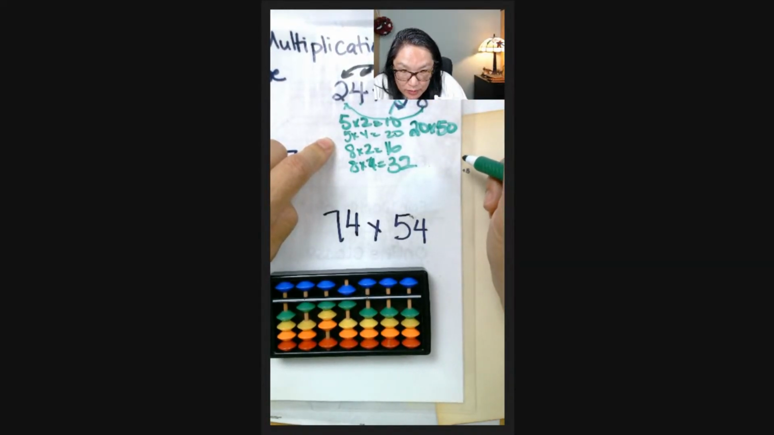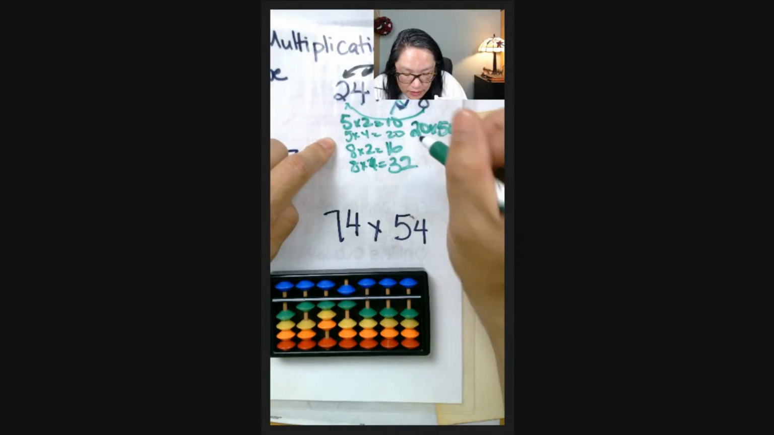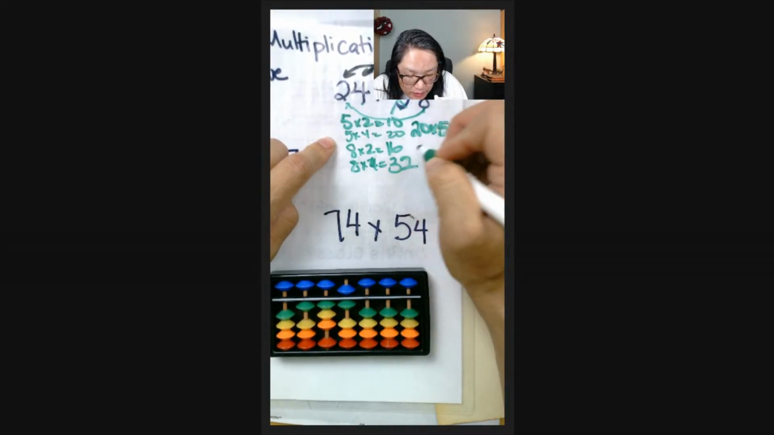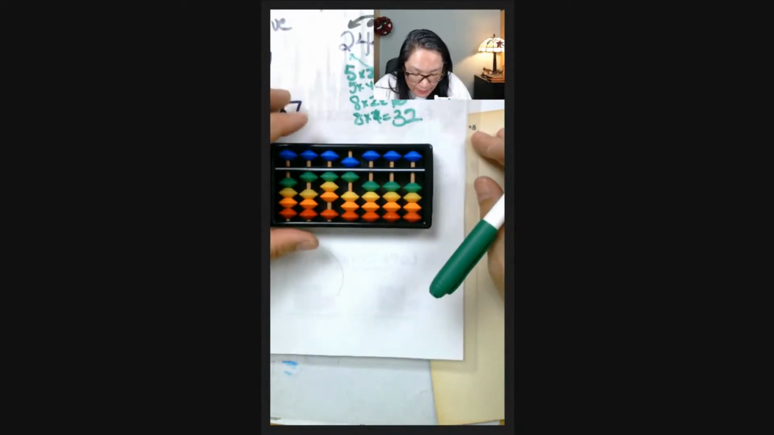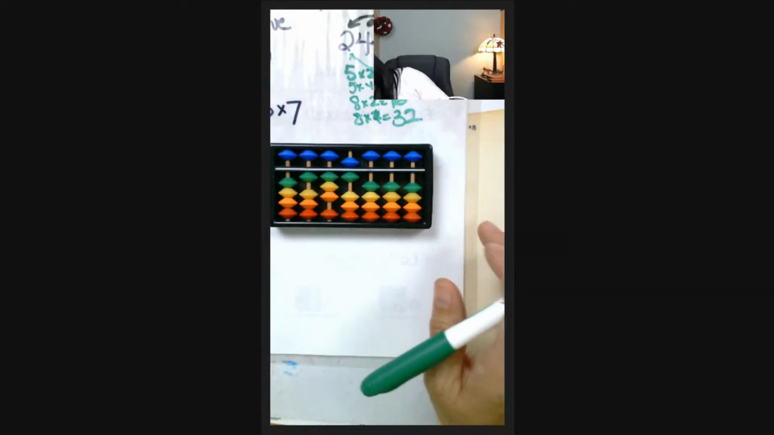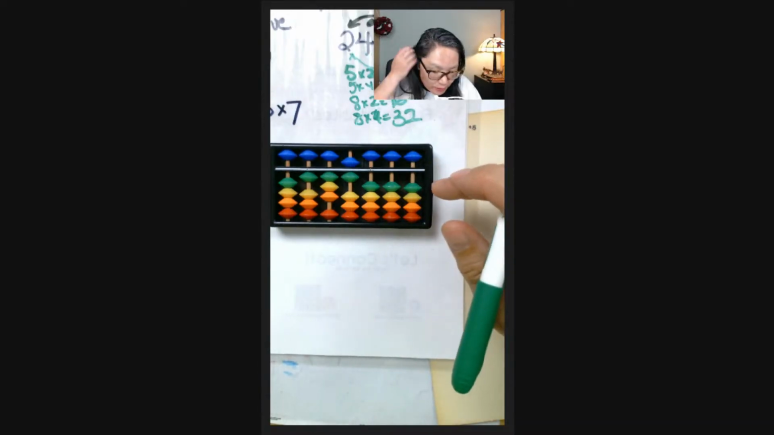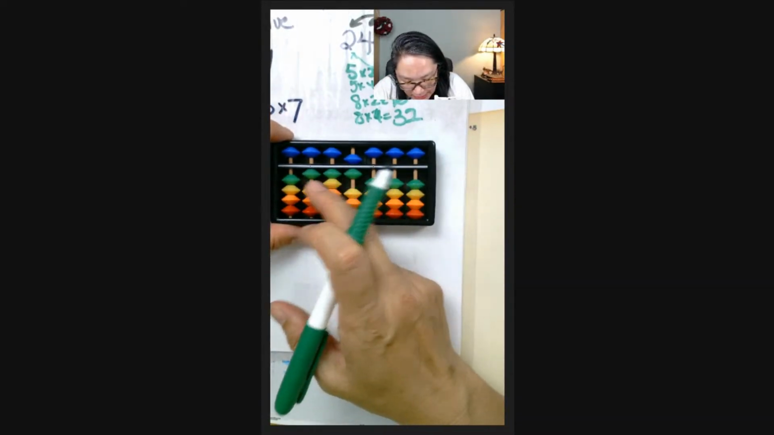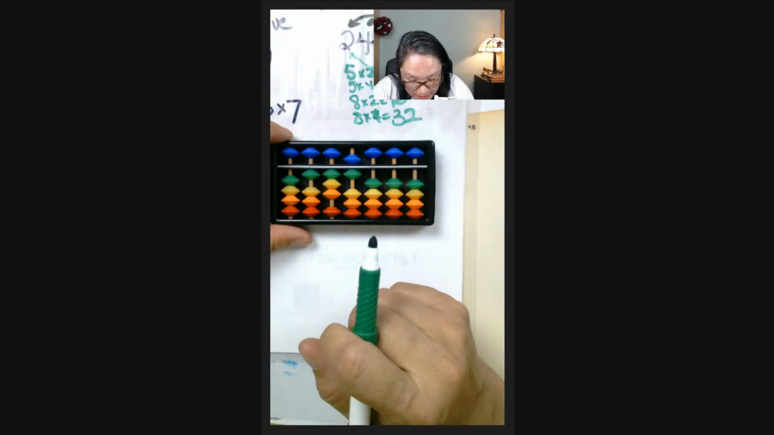Do you need to know the tables to show them? Yes, you need to know your multiplication facts to be able to do it. I mean, you could do it on the abacus, but it is a little bit tedious. So the kids will end up memorizing anyways.